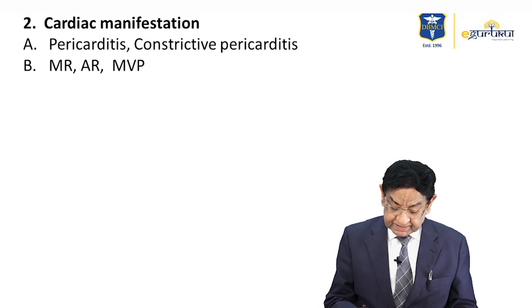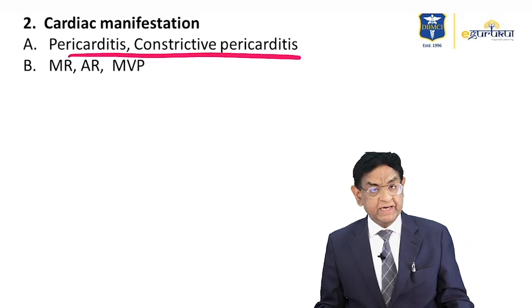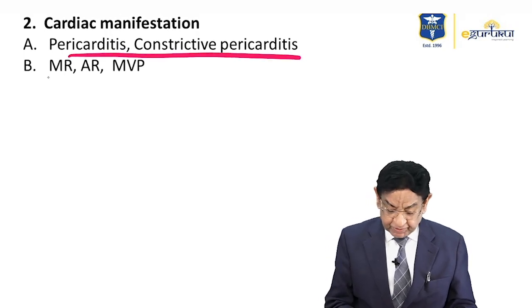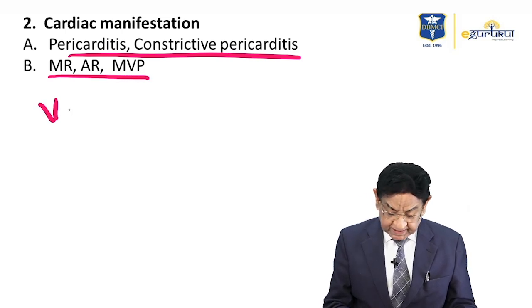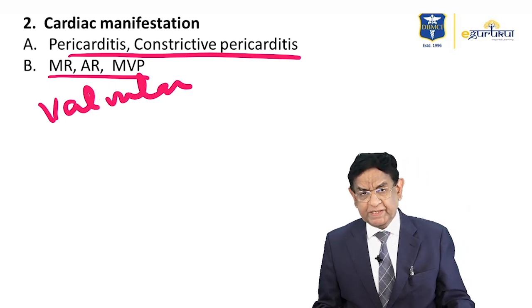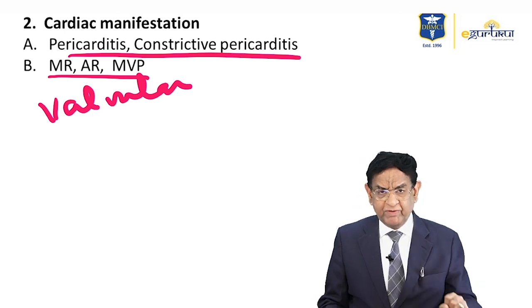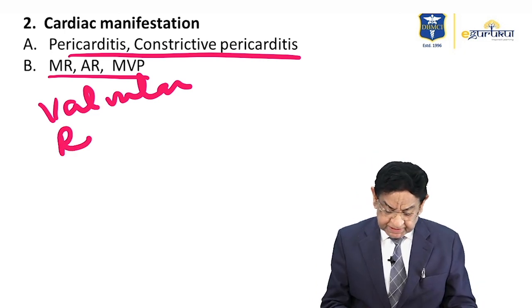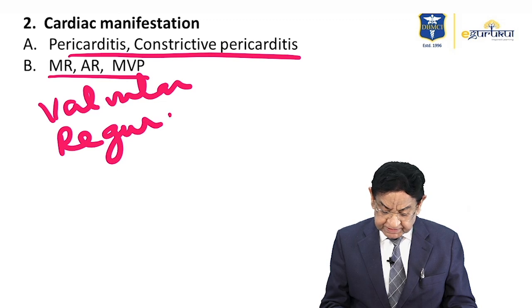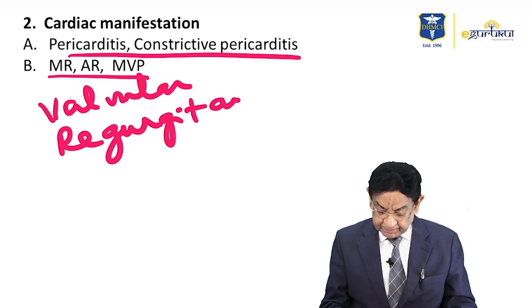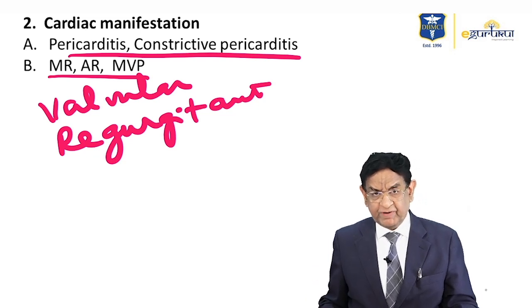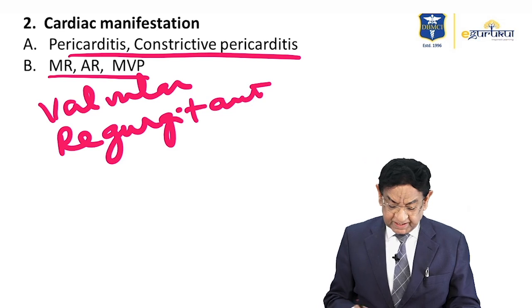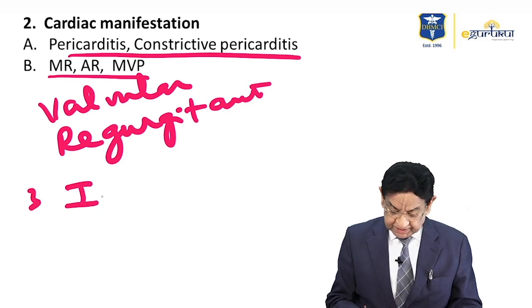Cardiac involvement, this can be pericarditis, it can lead to constrictive pericarditis, it can lead to MR, AR and MVP. That means valvular lesions can be there. But please note it down, whatever valvular lesions are involved, they are all regurgitant type of valvular lesions. Okay, but one very important thing that is seen in RA is ischemic heart disease.